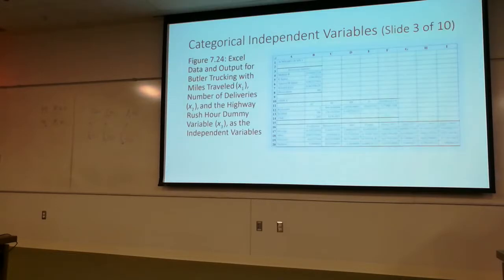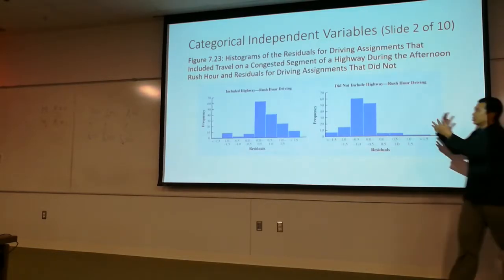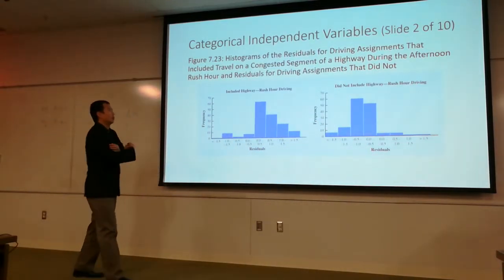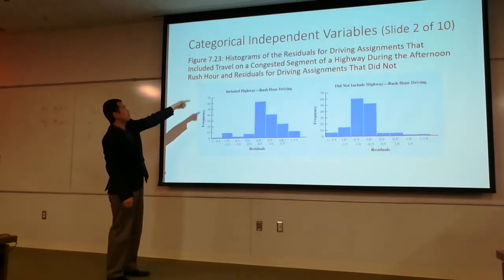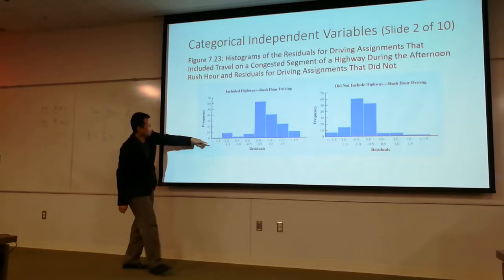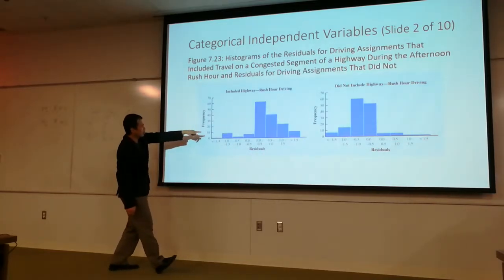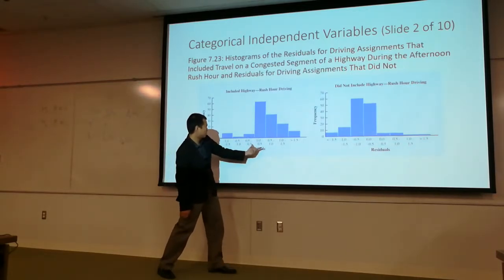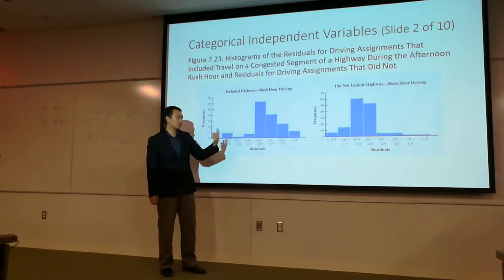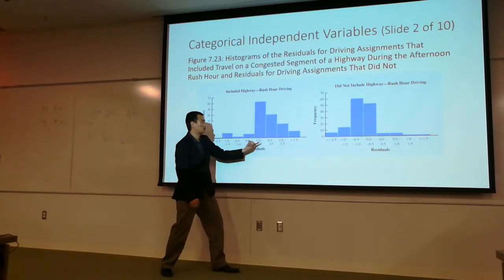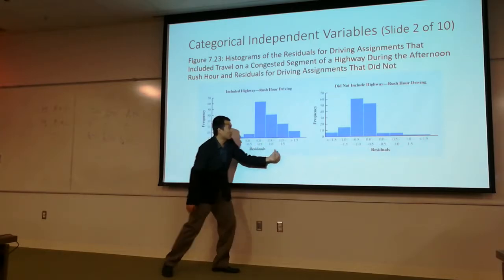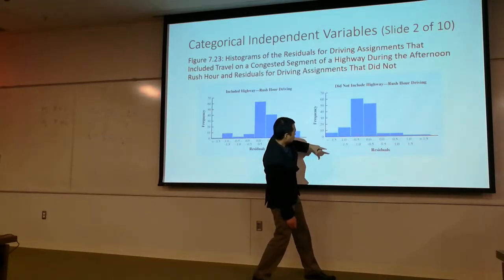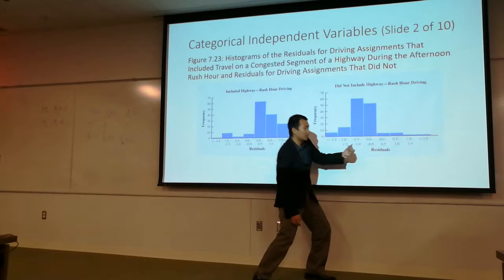And if we compare the two models, one is with the rush hour in our model, the other one is without the rush hour in our model. The first one includes highway rush hour driving, and it shows the residuals in a histogram. If we consider the rush hour, most of the residuals are between 0 and 1, and if we do not have the rush hour in our model, most of the residuals will be between -1 and 0.